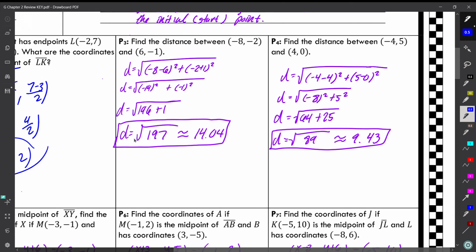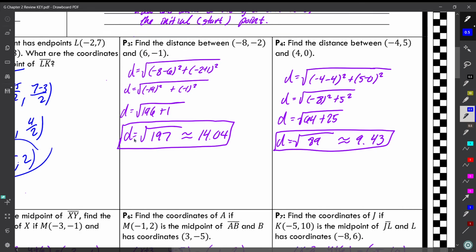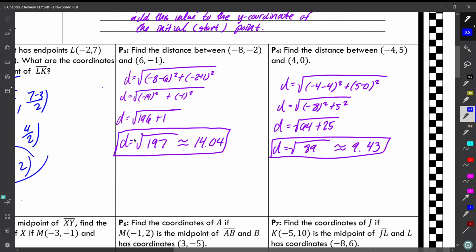Number 3, find the distance between (-8, -2) and (6, -1). Just plug into the distance formula. So -8 minus your 6, we square it. Then we have the -2 minus a negative, which is just +1. Squaring it, -8 minus 6 is -14 squared, and this is going to be 1 squared. So 196 is 14 squared plus 1. You get the square root of 197, which is approximately 14.04.